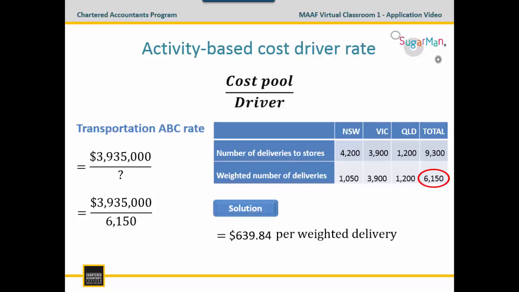Therefore, the answer is $639.84 per weighted delivery. Note that we have shown the driver rate in the answer. In effect, this is the per interstate delivery. When it comes to applying it to New South Wales deliveries, we will have to adjust this weighted rate.